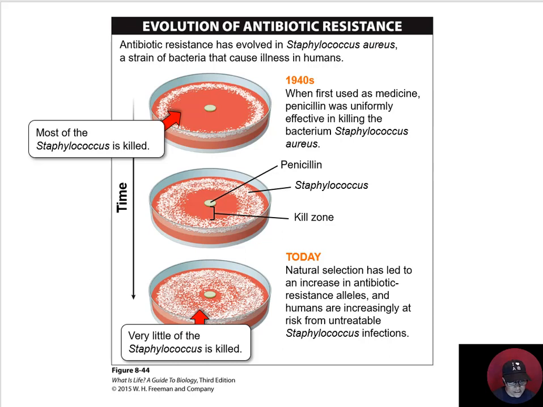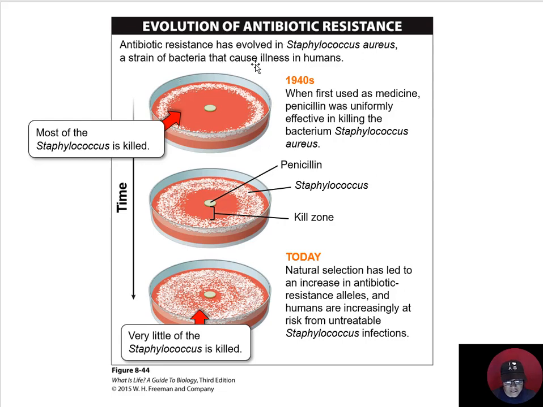Let's take a look at the evolution of antibiotic resistance, because this is the bane of our existence as humans as we battle microbes and viruses and things like that. But let's look at bacteria in particular. So here we have time on our y-axis, and time basically is going down here. So antibiotic resistance has evolved in Staphylococcus aureus.